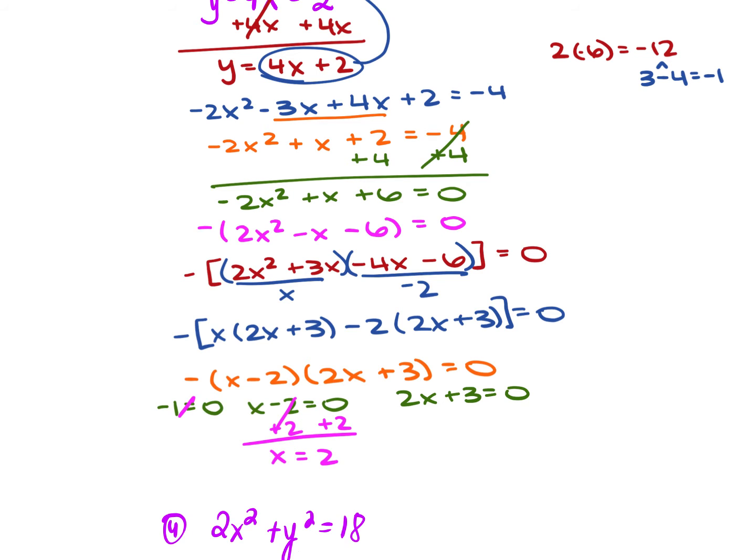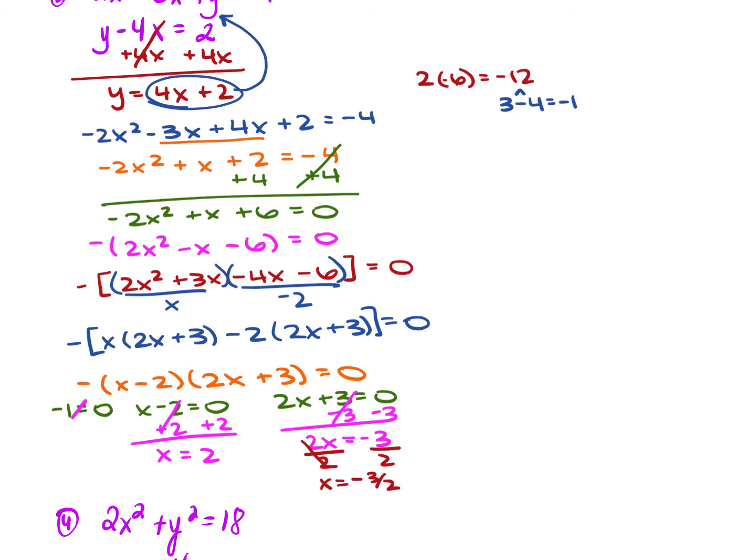For the 2x plus 3 is equal to 0, subtract the 3 from each side. You get 2x is equal to negative 3. Then divide each side by the 2. And you get that x is negative 1 1/2, or negative 3 over 2. So you have two x values here.